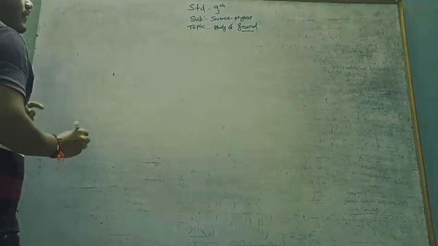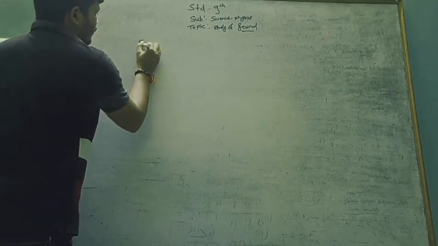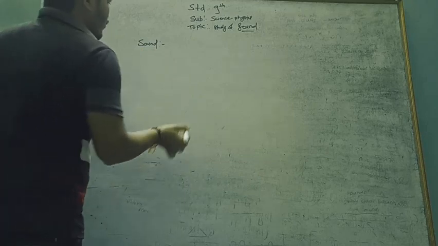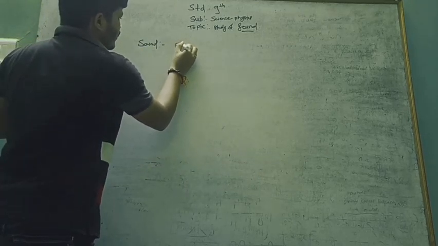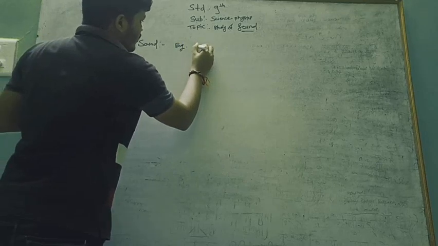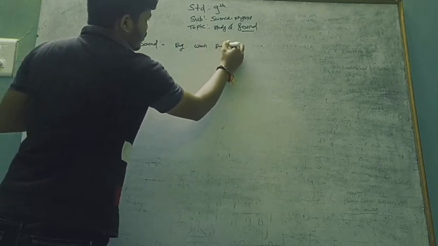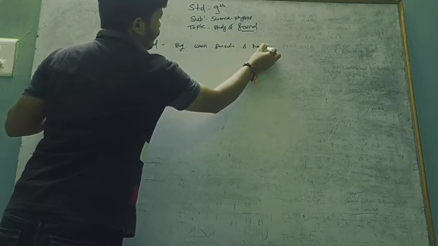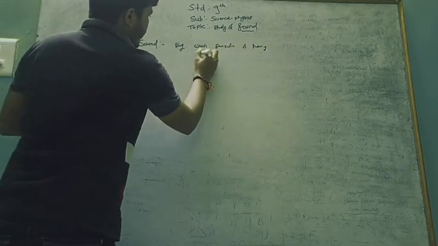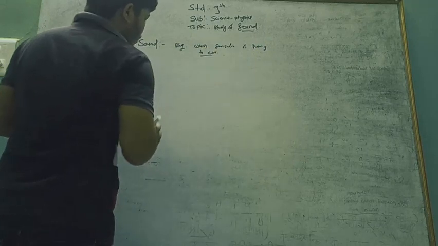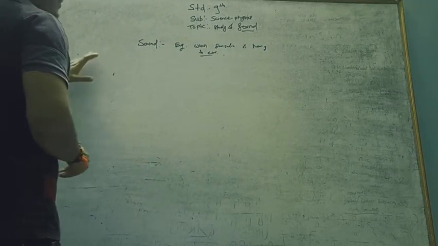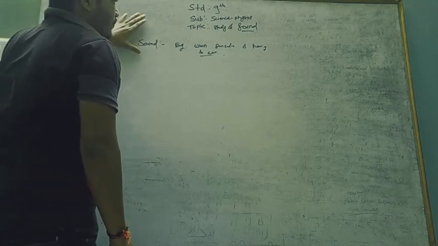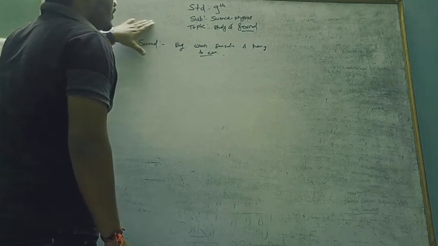Now, what is the exact definition of sound? Sound is nothing but a type of energy which creates the sensation of hearing in our ears. So this is the exact definition of sound. What is sound? Sound is a type of energy which creates the sensation of hearing in our ears.